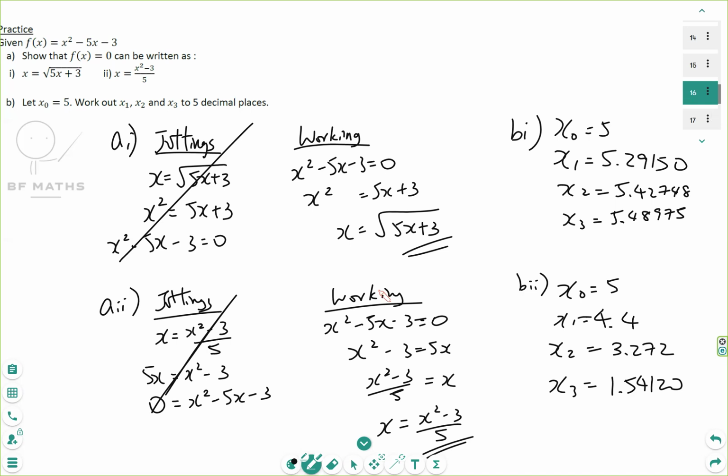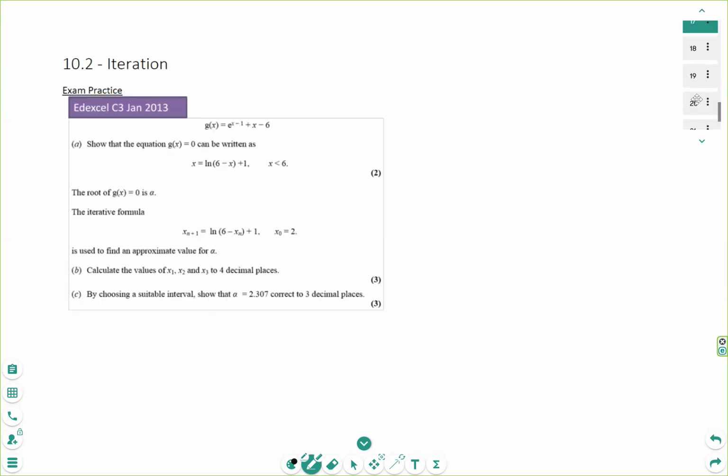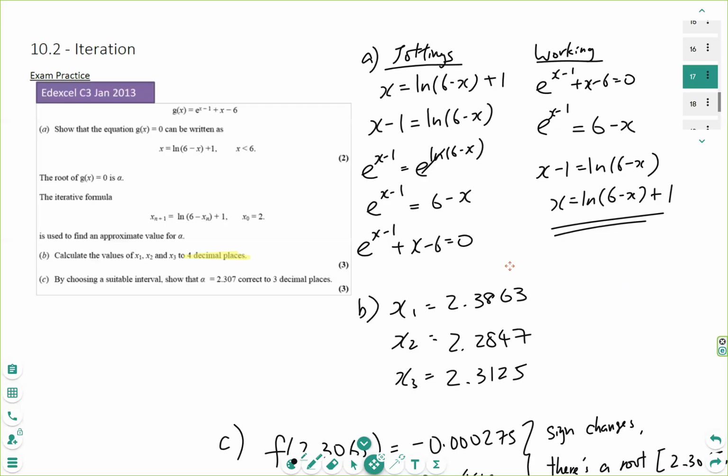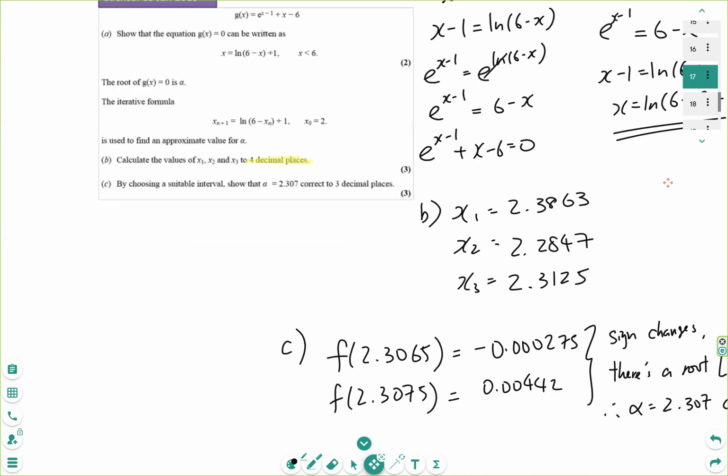Okay, and one more exam practice. Pause the video, have a go at the question. When you're ready for the answer, you can press play. Here's the answer for part A. The jottings are essentially just rearranging from the answer back to the original, and then you do the working out. Actually, I should cross out the jottings.